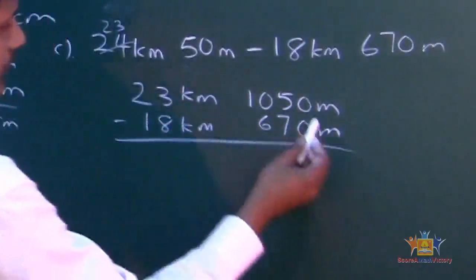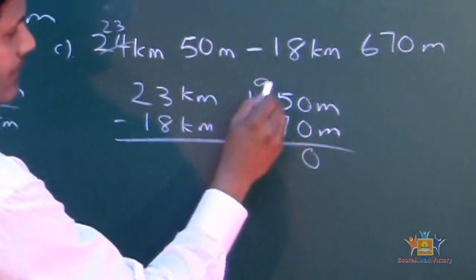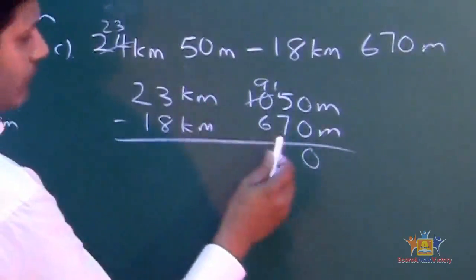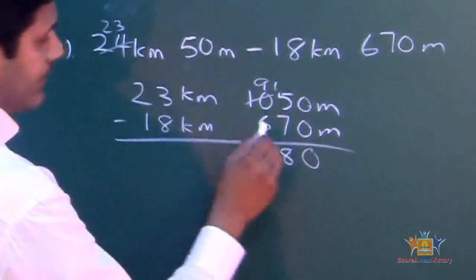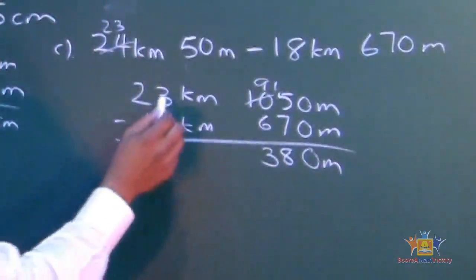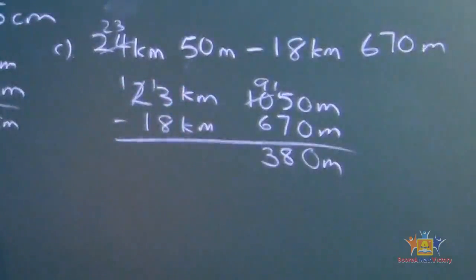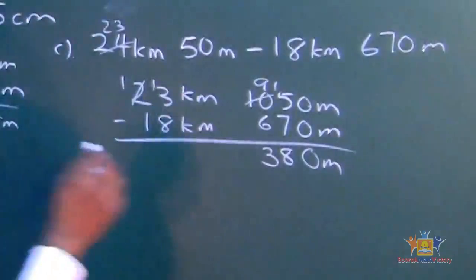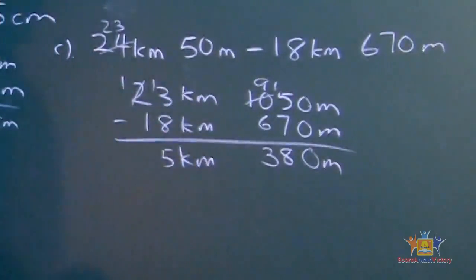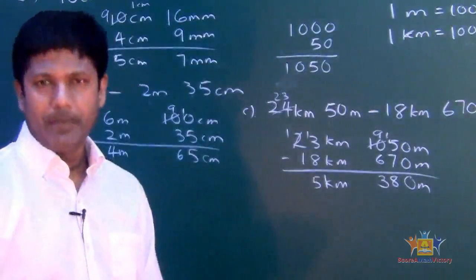Now I'm going to subtract. 0 minus 0 is 0, 5 minus 7, I cannot, borrow from 10, 10 becomes 9, 5 becomes 15, 15 minus 7 is, very good, it's 8, 9 minus 6 is 3 meters. See that? 3 minus 8, I cannot, borrow from 2, 2 becomes 1, 3 becomes 13, 13 minus 8 is 5, 1 minus 1 is 0, so it becomes 5 kilometers. So the final answer is 5 kilometers, 380 meters.